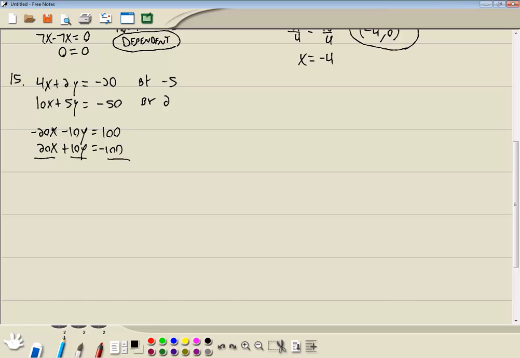Add these together. Negative 20x plus 20x drops away. Negative 10y plus 10y drops away, gives us 0. 100 minus 100 is 0. So we end up with 0 is equal to 0. Well, this is one of our oddball cases. When you get 0 is equal to 0, that means that's always true, which always true means you got infinite solutions, which means they're dependent.